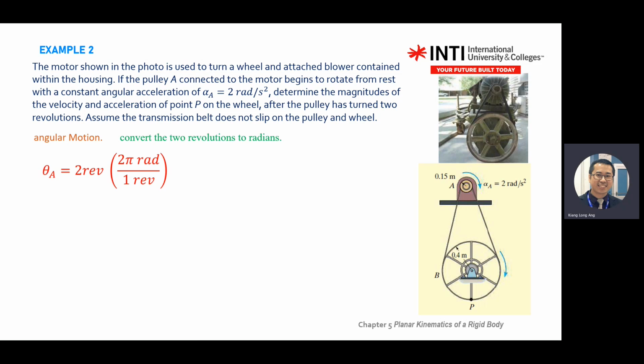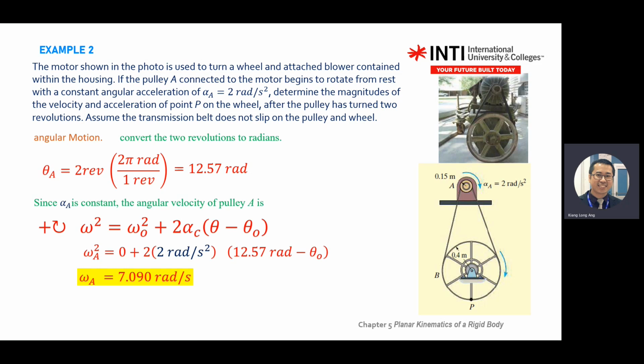So you convert into radian first, because all the parameters in angular velocity and all this, we use the radian unit. So 2 revolutions equal 2 times 2 pi, so you have 12.57 radian. You convert the theta, the revolutions, into how many radians.